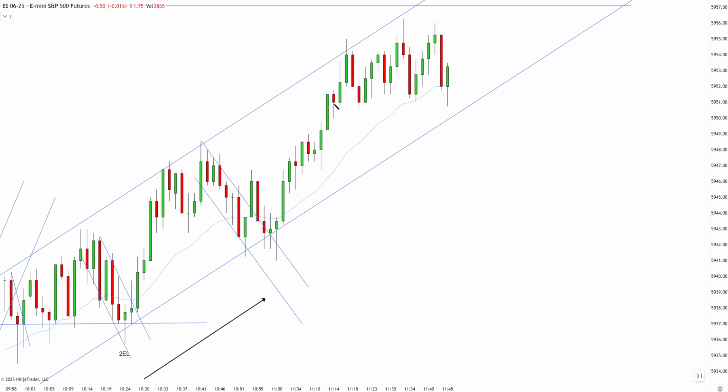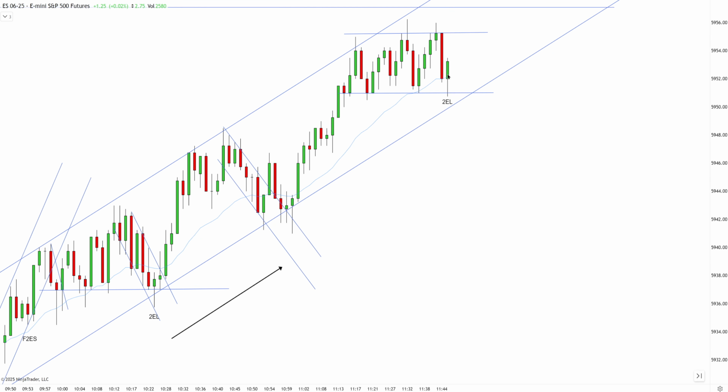Okay, we're going quite sideways, and this is an interesting trade. We have a second entry long right here. I was on my break here, so I didn't take it, but if I was here live, I probably would pull the trigger. Problem is, it looks a bit like a counter reset scenario.